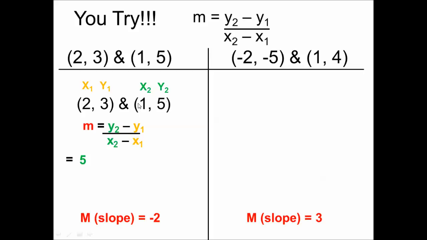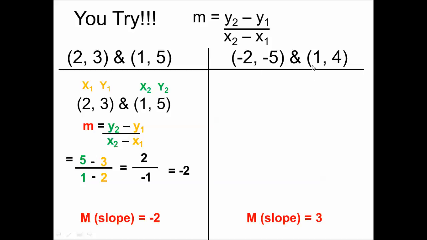Therefore, we take our y2 value of 5 minus our y1 value of 3, and we divide that by our x2 value of 1 minus our x1 value of 2. When we plug this in, we're going to get 5 minus 3 is equal to 2, and 1 minus 2 is actually equal to negative 1. Well, 2 divided by negative 1 gives you that answer of negative 2.